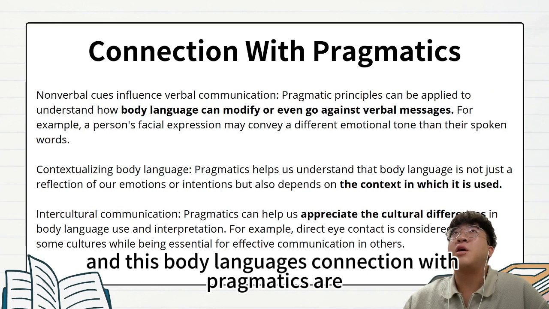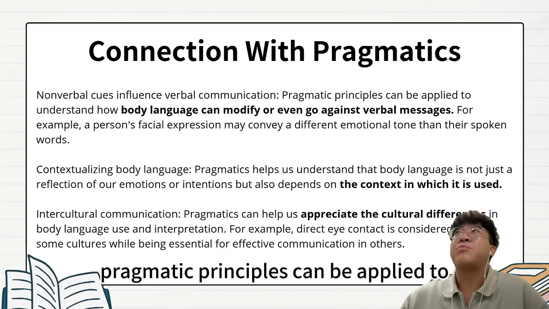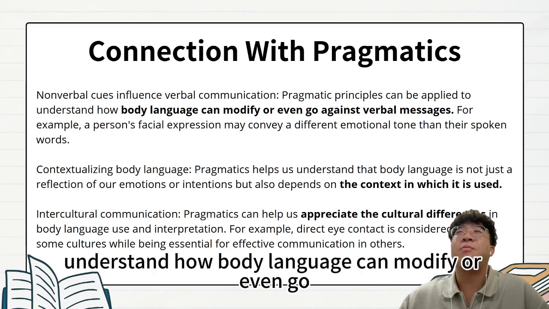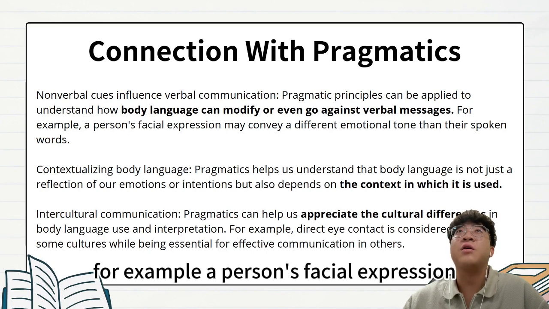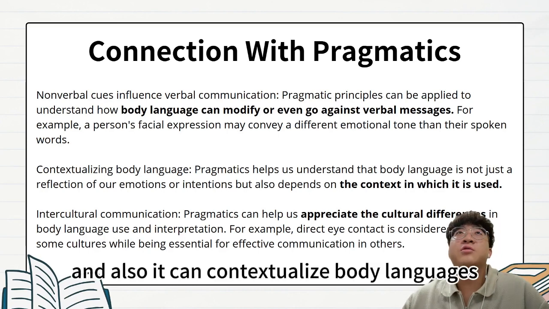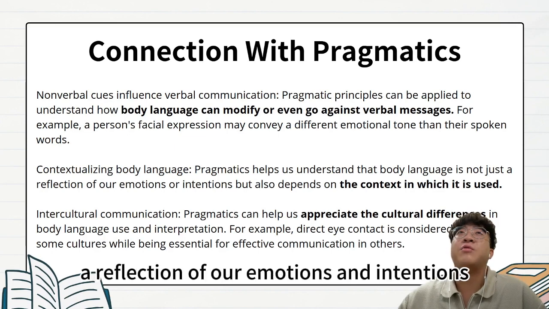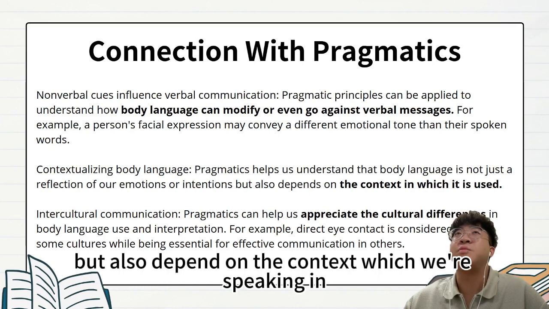And this body language's connection with pragmatics is that nonverbal cues influence verbal communication. Pragmatic principles can be applied to understand how body language can modify or even go against verbal messages. For example, a person's facial expression may convey a different emotional tone than their spoken words. And also, it can contextualize body languages. Pragmatics helps us understand that body language is not just a reflection of our emotions and intentions, but also depends on the context in which we are speaking.